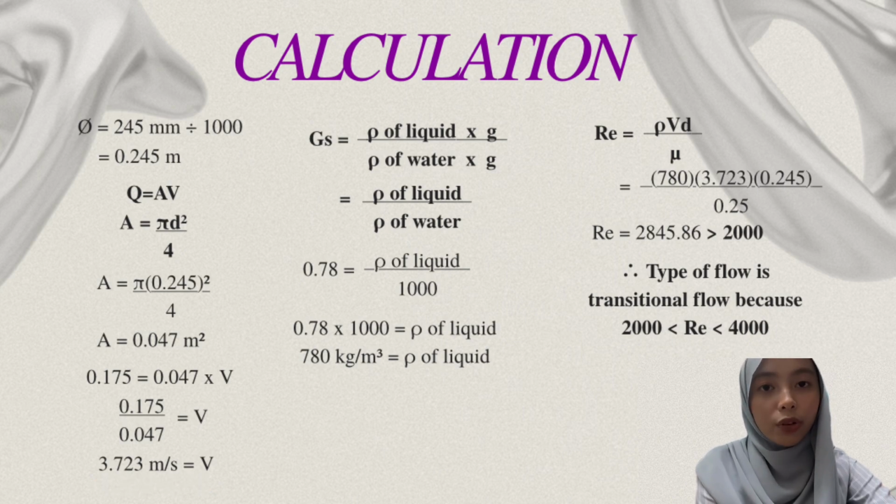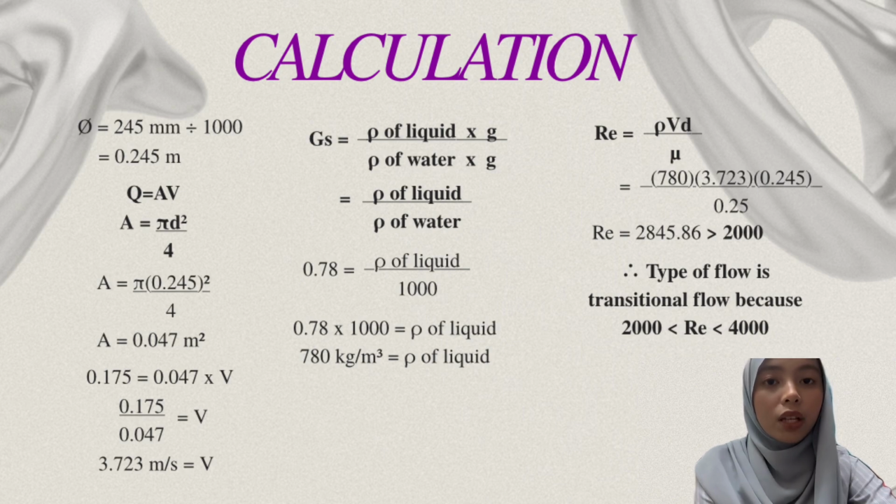As for the specific gravity that has already been given in the question, which is 0.78, this value will help us to determine the density of the liquid, where the formula is density of liquid times gravity divided by density of water times gravity. Since the value of gravity is the same, we can cancel both, so it will be density of liquid over density of water.